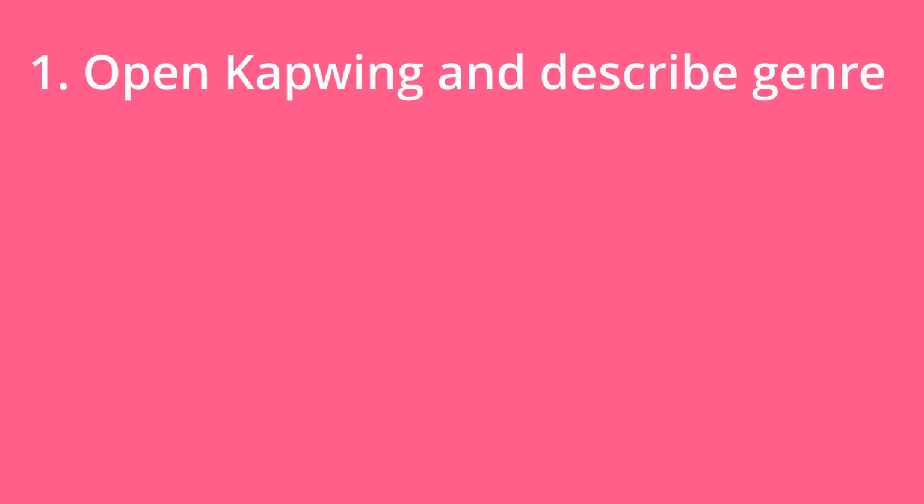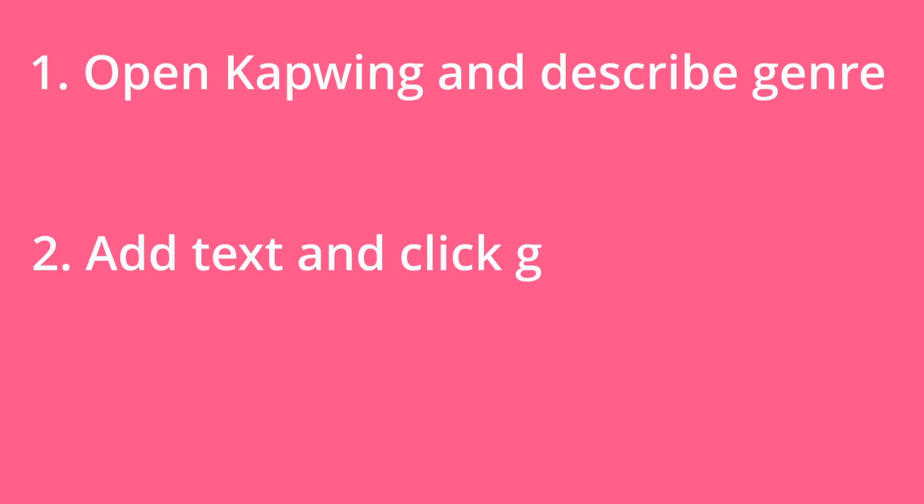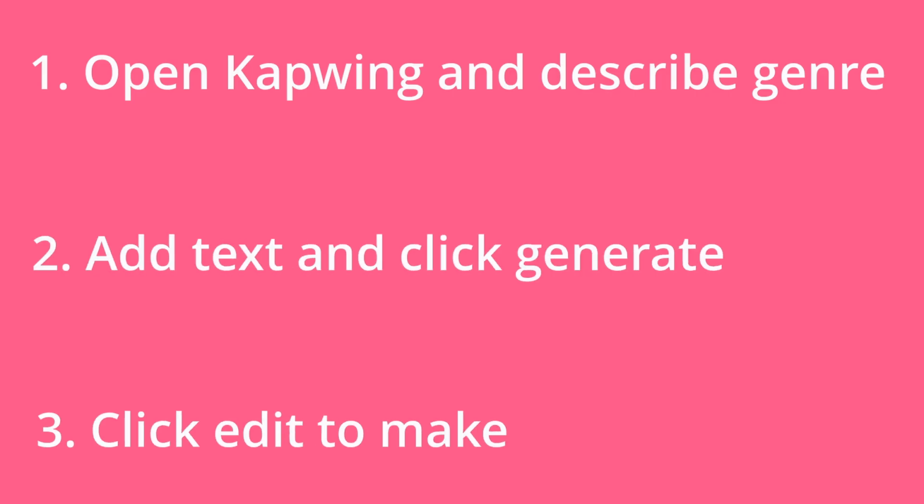All these tools are super simple to use and anyone can use them. So let's do a quick recap. Open Kapwing, describe the genre you want, then add your text, click generate, and from there, click edit and turn your song into a video.